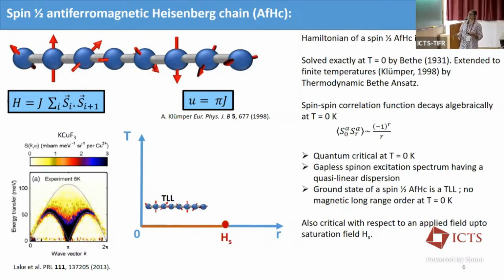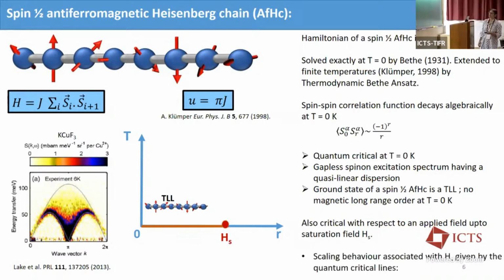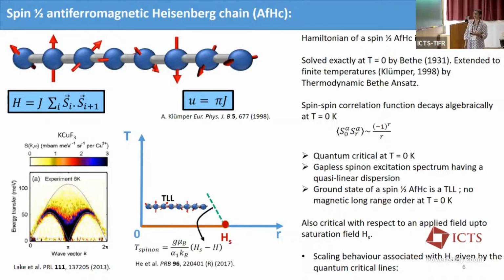So what happens in a Tomonaga-Luttinger liquid is that it is critical without any field. It is critical up to a saturation field, HS, beyond which the system transforms to a fully polarized state. And there is a scaling behavior associated with HS, which is given by these two lines. This is a theory prediction by He et al.